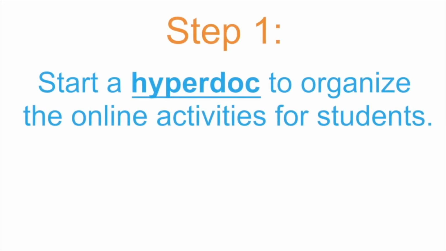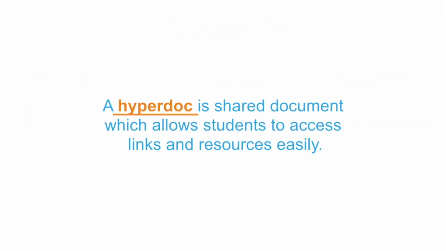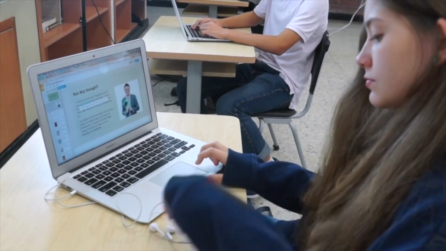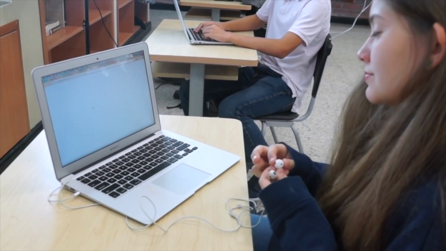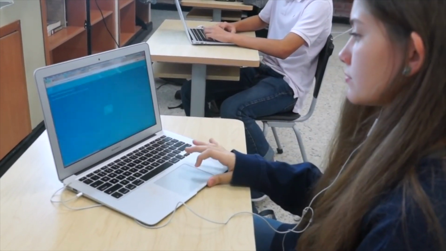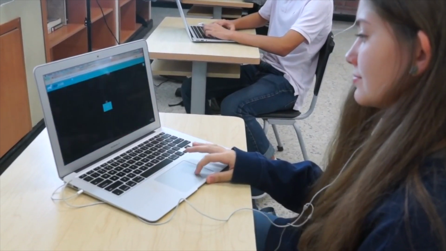In this link cycle, you will build a whole group rotation lesson with digital activities organized in a HyperDoc. A HyperDoc is a shared document which allows students to access links and resources easily. Google Docs or Microsoft 365 are great tools for creating a HyperDoc. You may choose to use a document or a slide presentation as your HyperDoc.